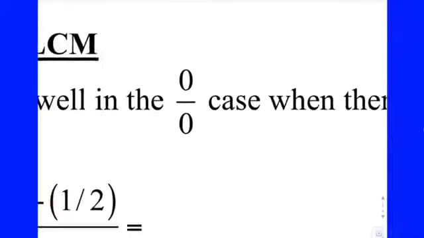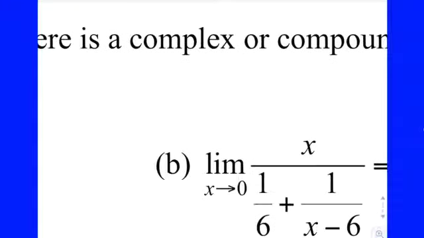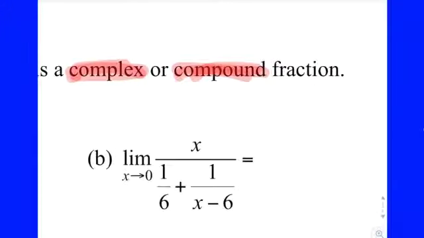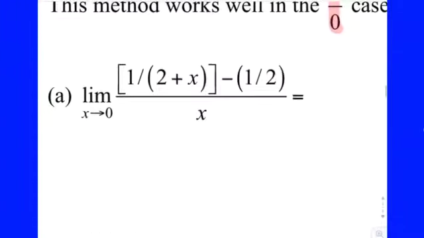This method is going to work well, of course, when you get the indeterminate form 0 over 0, but when you have a complex or compound fraction. Let's take a look. The limit as x goes to 0, you do have a complex fraction because you have a fraction within a fraction. It's written on the diagonal, but you have the parentheses, so there's a fraction and there's a fraction, so that's what makes it complex.